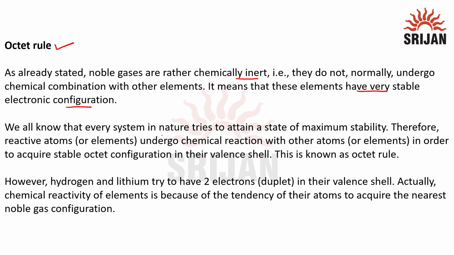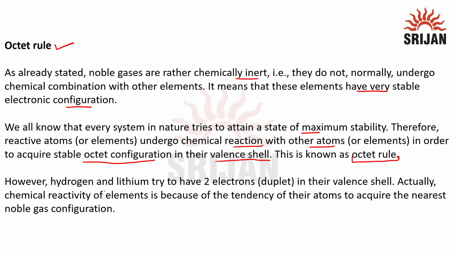Now, we all know that every system in nature tries to attain maximum stability. Therefore, reactive atoms undergo chemical reactions with other atoms, whether metal or non-metal, in order to acquire the stable octet configuration in their valence shell. And this is known as the octet rule. So basically, the octet rule states the stability of a molecule by combining with other atoms.